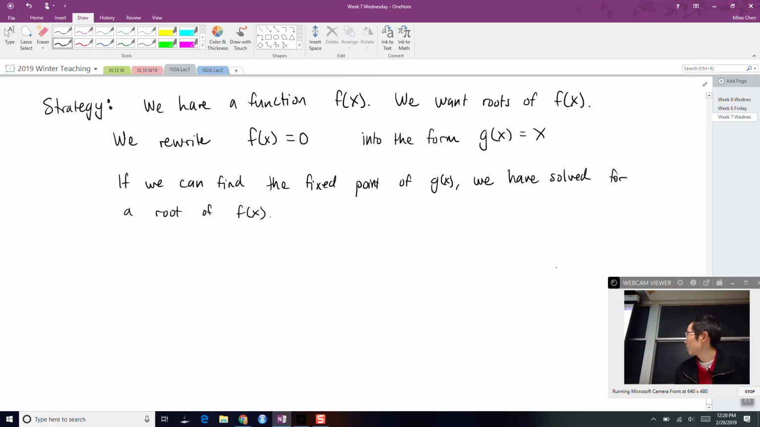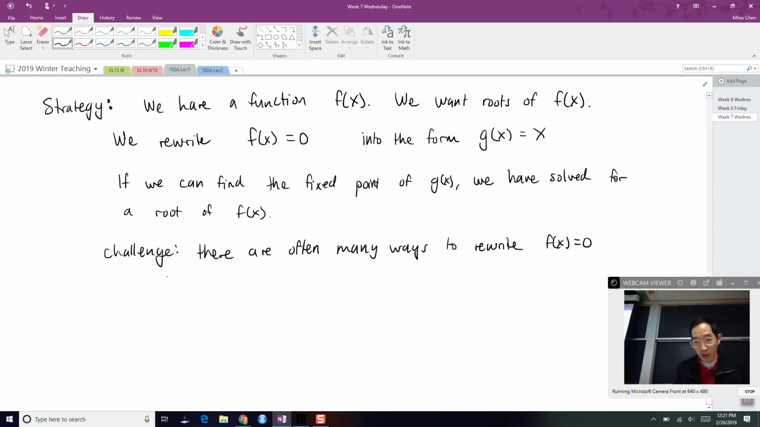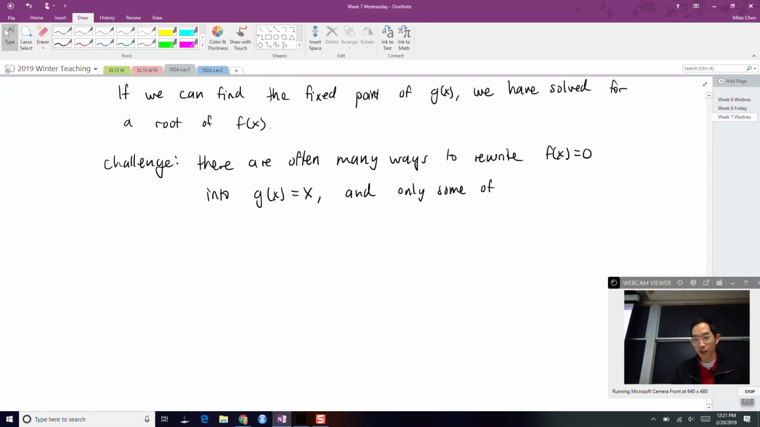The tricky part is there are often many ways to rewrite f of x equal to 0 into the form g of x equal to x, and only some of them will have attractive fixed points.